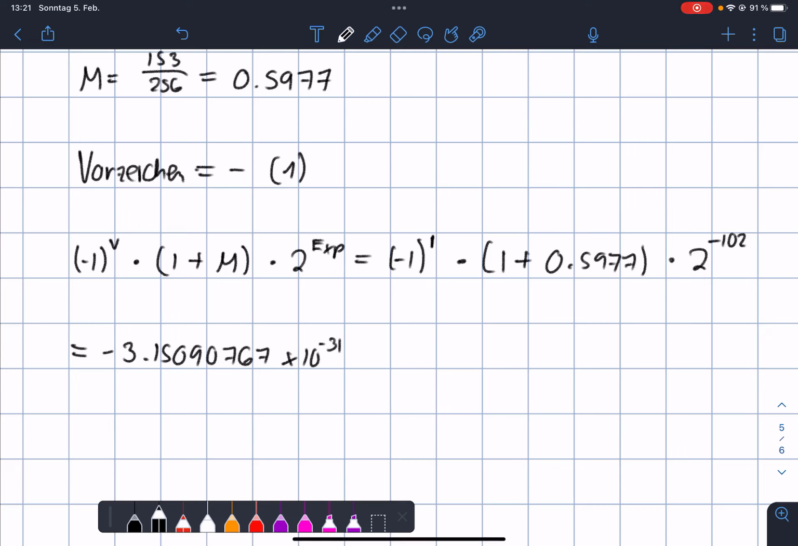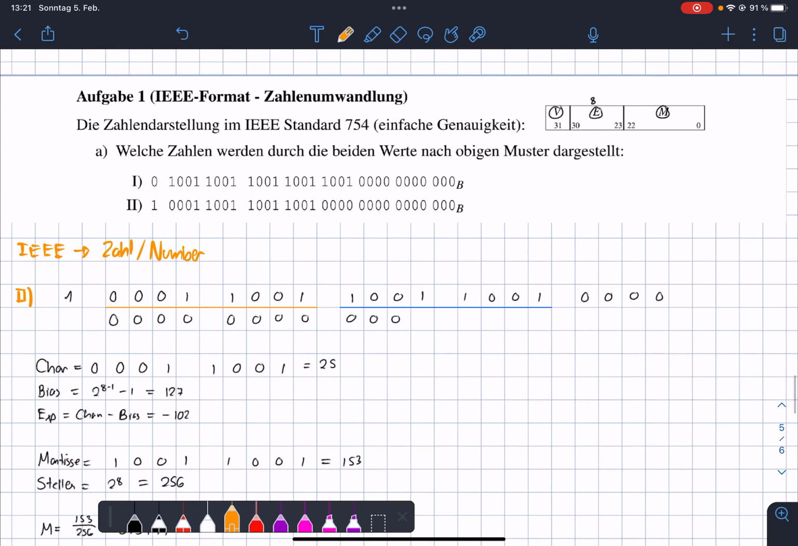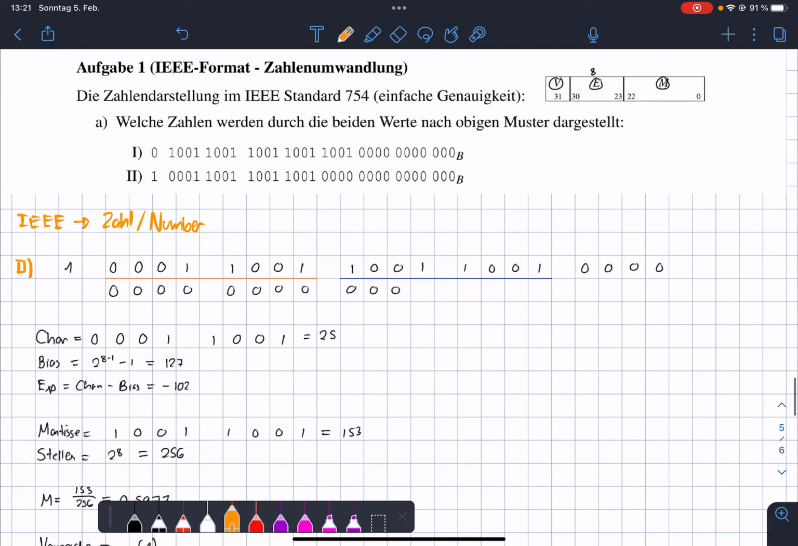Let me just verify the numbers. Yeah, that's pretty much what we get as a number, and that's pretty much how we convert an IEEE format to an actual number. In the next video, we're going to do the IEEE format, but the other way around, from a number to IEEE format. So yeah.